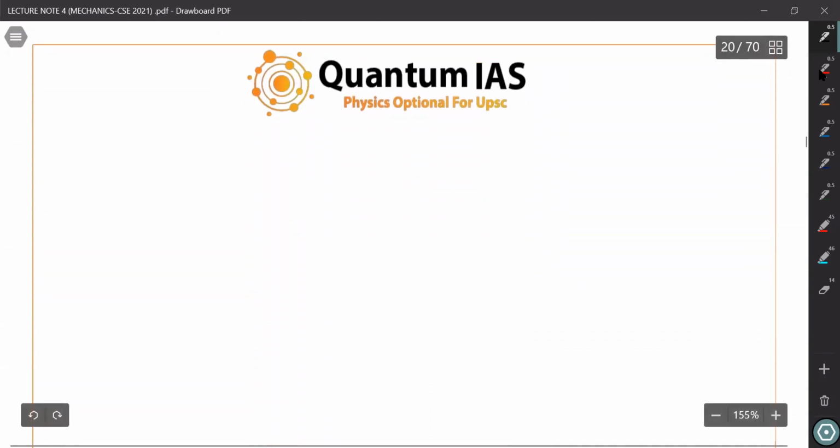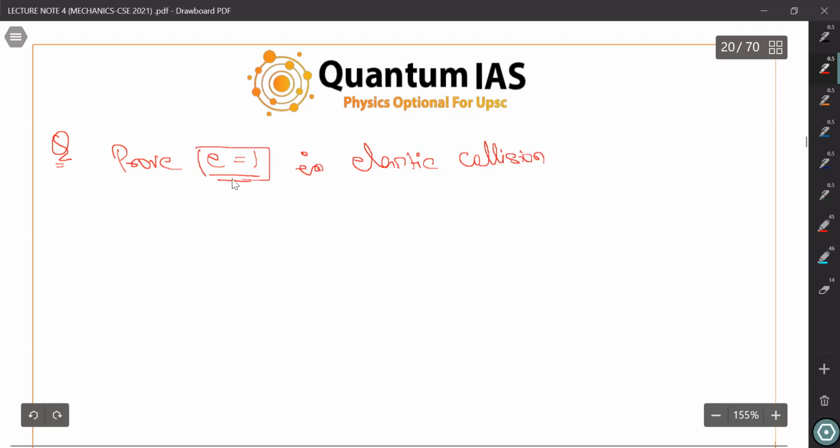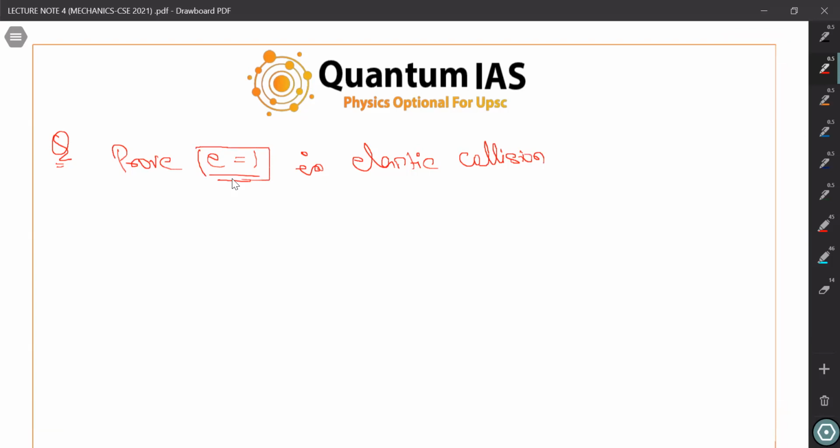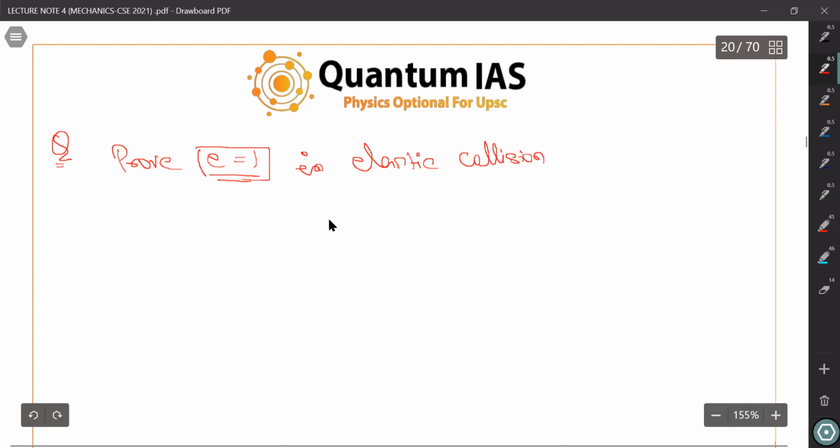Also, they ask you to prove e equals 1 in elastic collision, or they can define e as the ratio of velocity of separation to velocity of approach, which is 1 in case of elastic collision. So what you can do, you can simply say that... they haven't asked this, but I think it is an expected question.